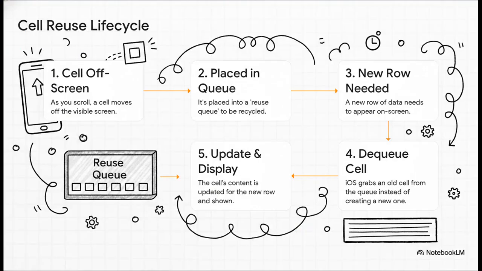Here's the entire life cycle of a single cell. First, as you scroll up, a cell at the top disappears off the screen. Step 2, instead of getting destroyed, it gets put into what's called a reuse queue. Think of it like a little waiting room for cells. Step 3, as you keep scrolling, a new row of data needs to pop in at the bottom. So what does iOS do? Step 4, it checks that waiting room and pulls out one of those old, unused cells. And finally, step 5, it quickly swaps out the old content for the new stuff and presents it on screen. This whole cycle repeats hundreds of times a minute, completely invisible to you.